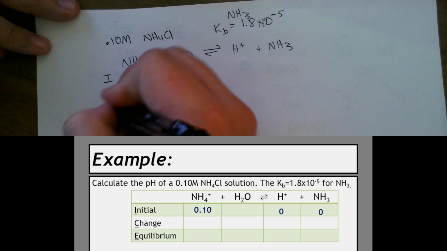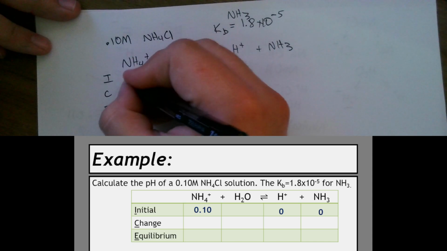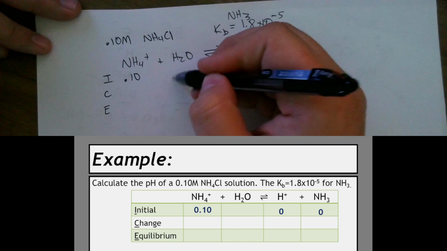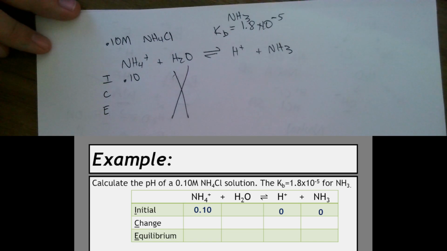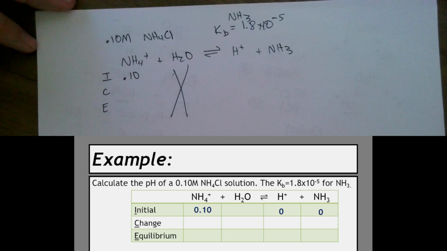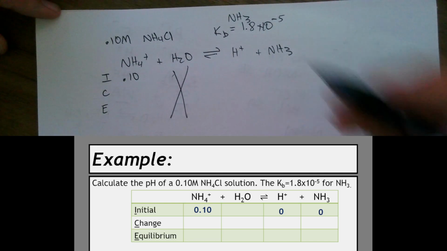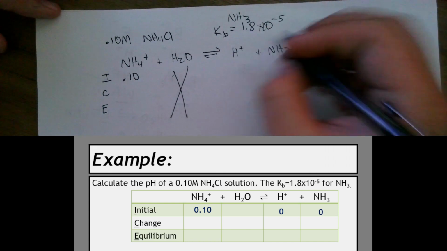Draw my ice table here. My initial concentration of this is 0.1. Then it comes to water. Water is a liquid, I don't care about it. I'm just going to exit out. Anywhere you see water in this or any other solid or liquid, just cross it off. Just ignore it. It's not included in Kb or Ka.